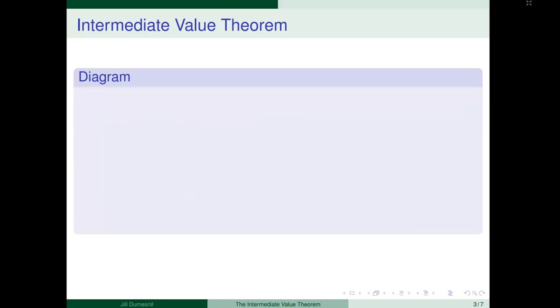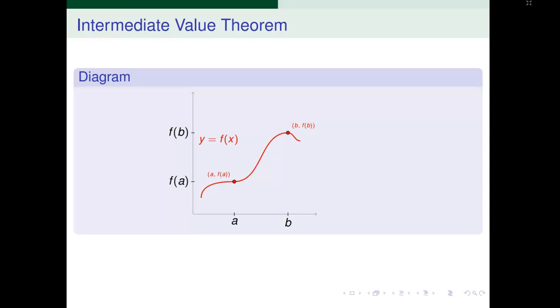A diagram always helps with understanding. Suppose that the function f is a continuous function on the closed interval from a to b as shown. Let L denote any value between f of a and f of b. Then there must exist a number c between a and b, where f of c equals L.